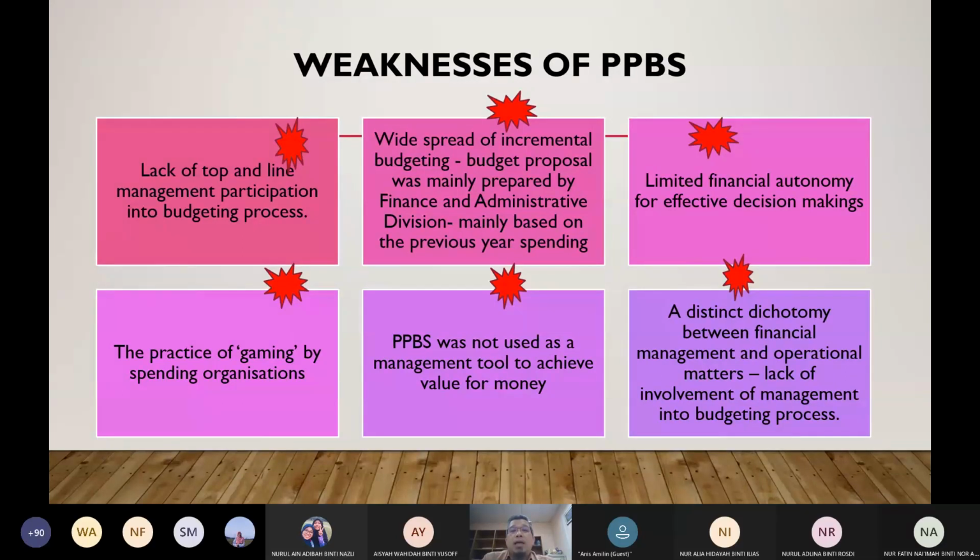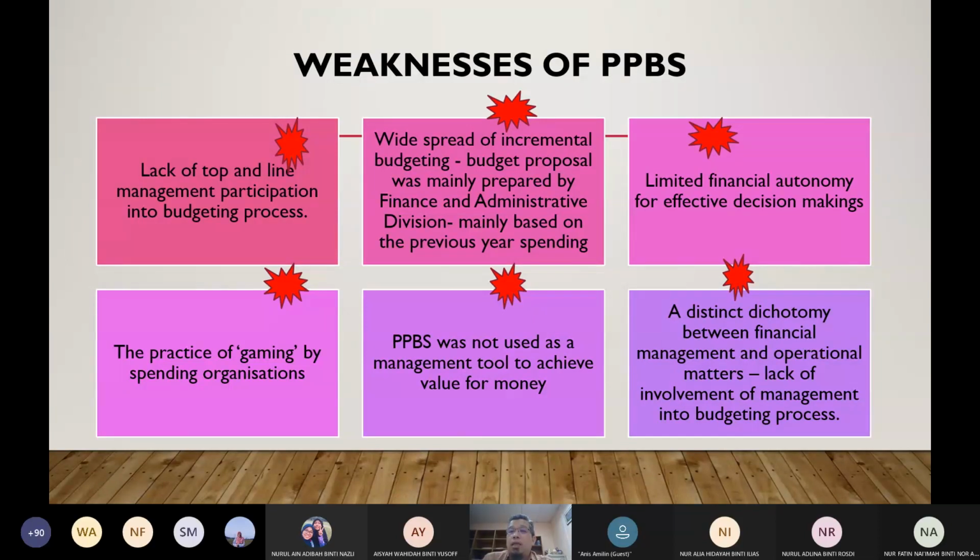Secondly, widespread incremental budgeting. I think this is basically a result of the first point. When there is a lack of top and line management participation in the budgeting, the budget becomes incremental. So line item budgeting is still dominant. So you can see the person in charge.